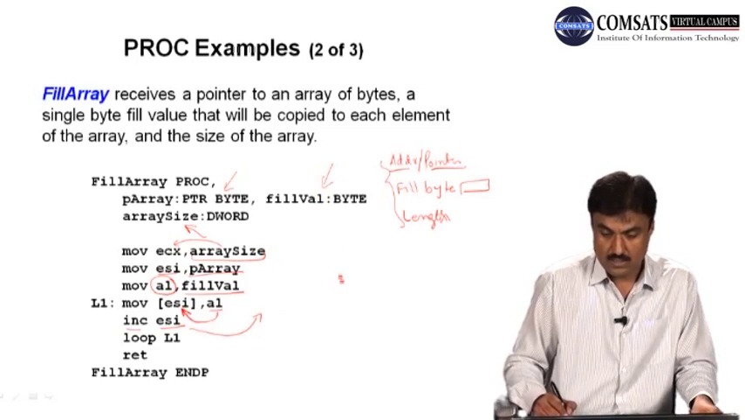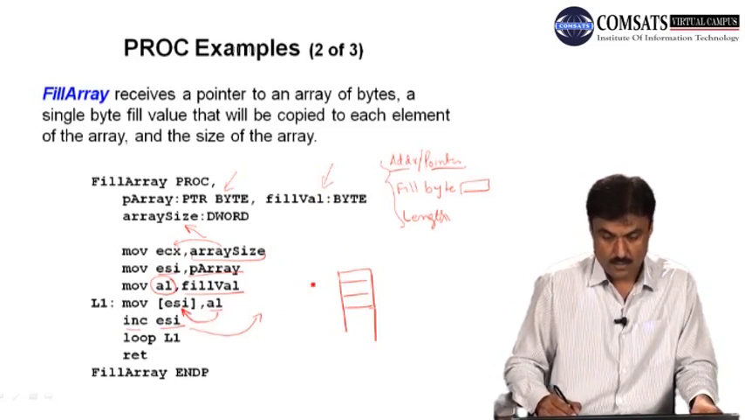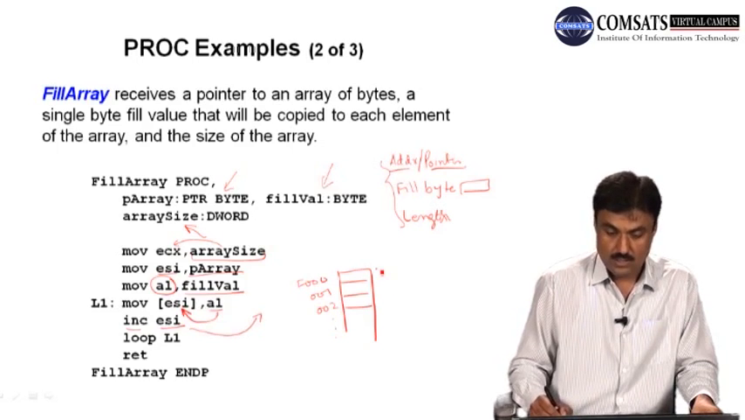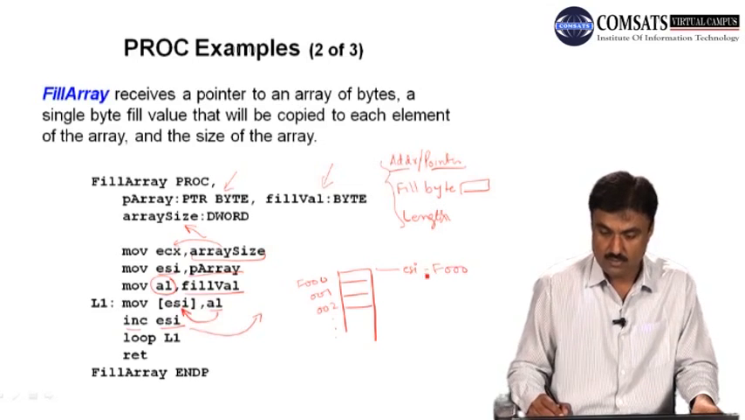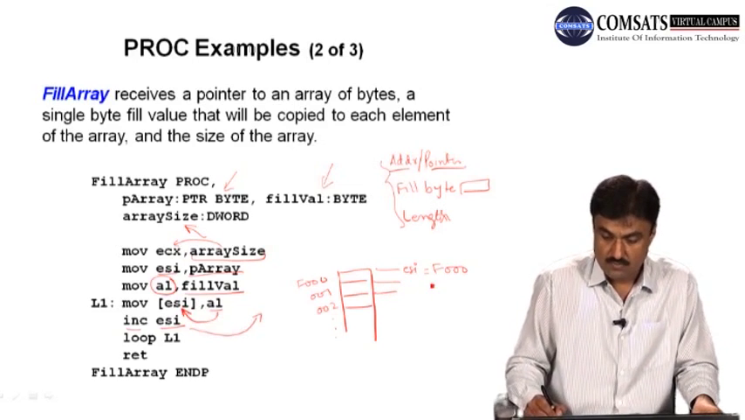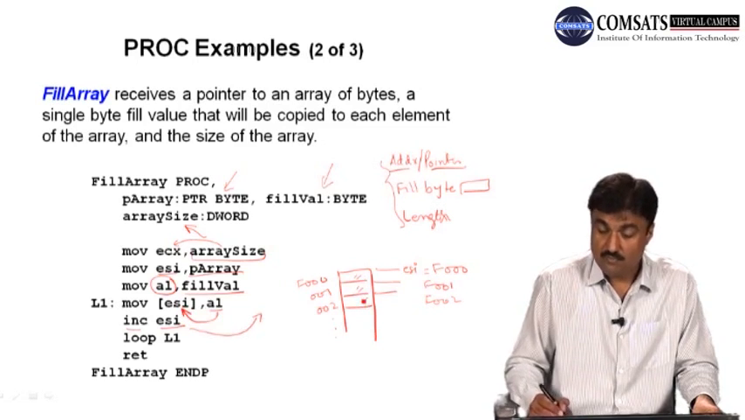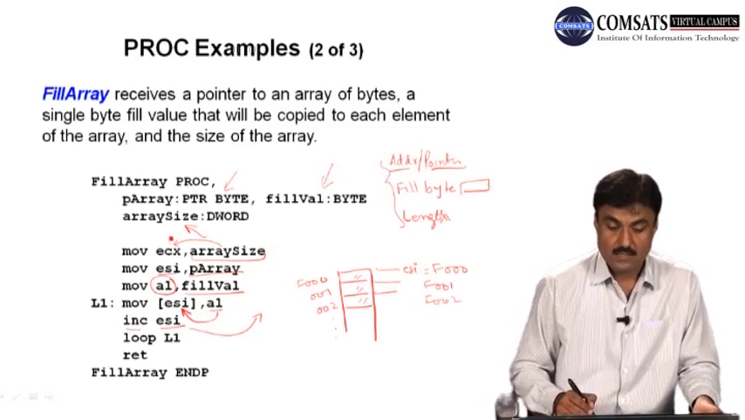So for example, initially the array is like this one: F000, F001, F002, and so on. Initially ESI has the same value, F000. When we increment, ESI will point here, and after the next increment it will be F001, and then F002, and so on. So we can fill the predefined value using ESI.